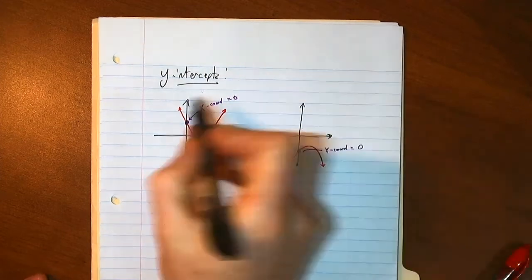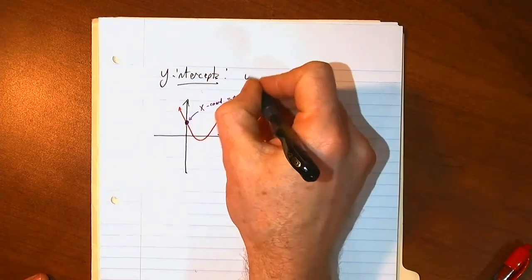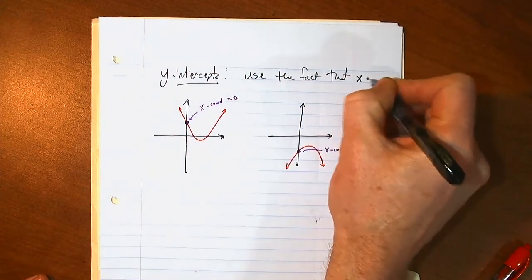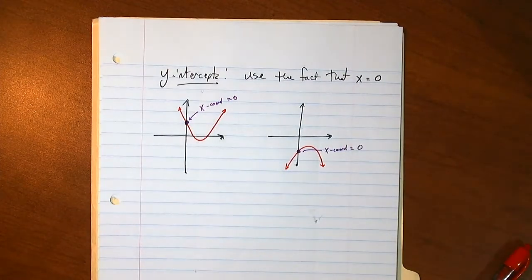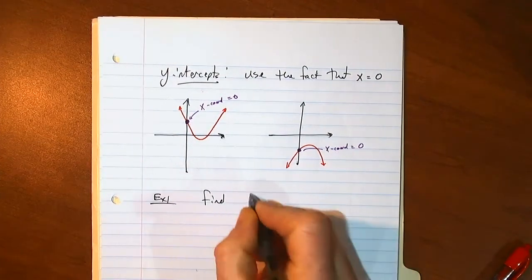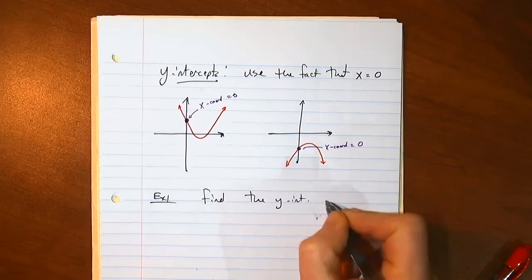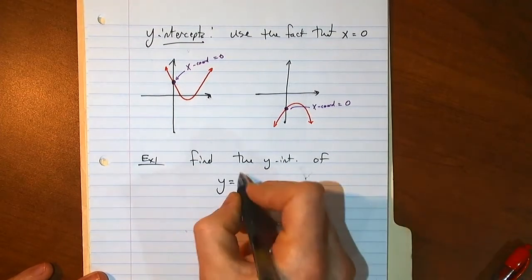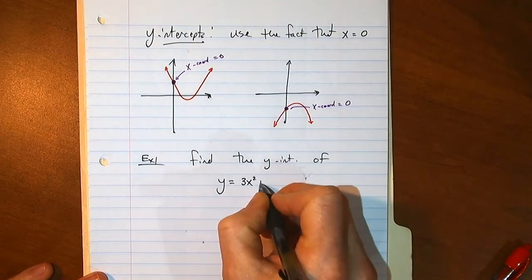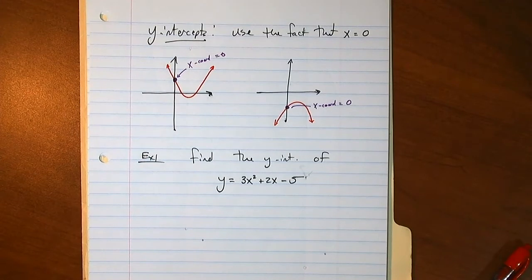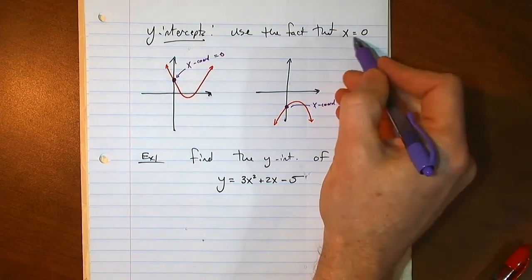So if that's always true, then the way you find the y-intercepts is you use the fact that x will equal 0. In other words, you just substitute that into your equation. So let's look at an example. Example number 1, find the y-intercepts of, and here's our equation, y equals 3x squared plus 2x minus 5. Okay? Y equals 3x squared plus 2x minus 5. So what I'm suggesting is we know that x is going to equal 0.